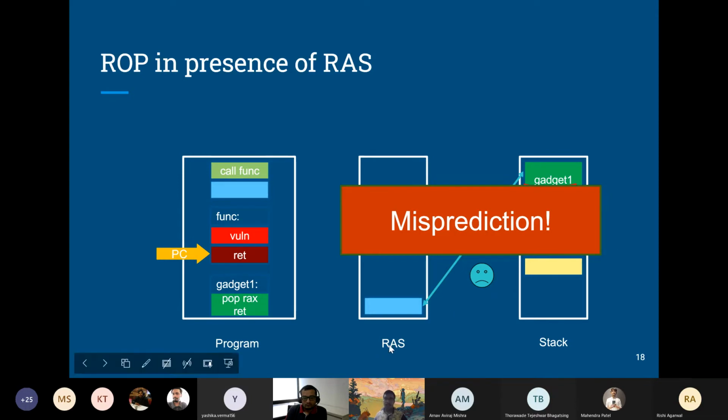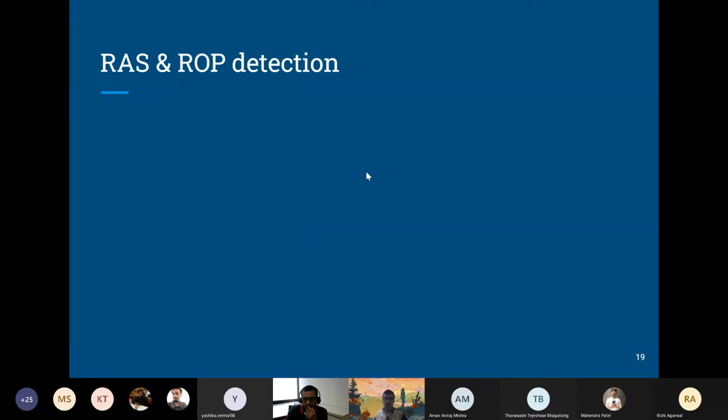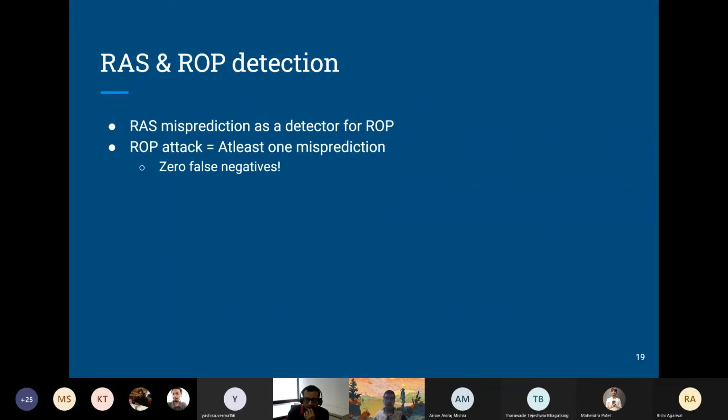So RAS is not the full solution to ROP in itself, but we are just using this RAS misprediction to do what we want to do. And of course, the attack continues. So RAS misprediction can be used as a detector for ROP. Any ROP attack has to make at least one misprediction. That is, there are no false negatives. However, there can be mispredictions other than ROP. Therefore, we have possible false positives.